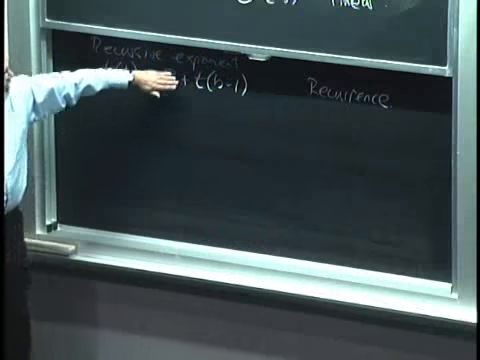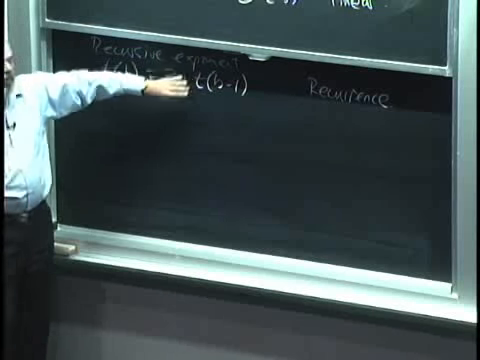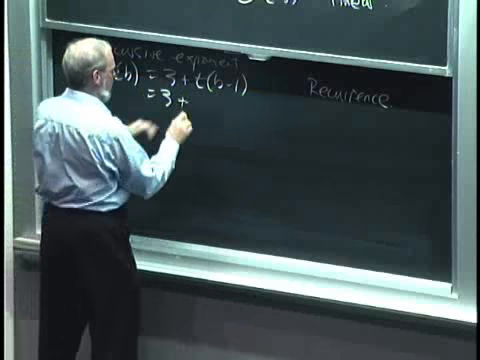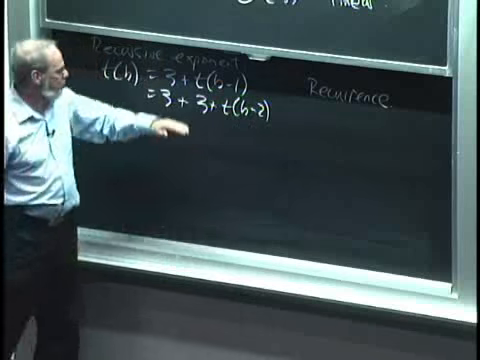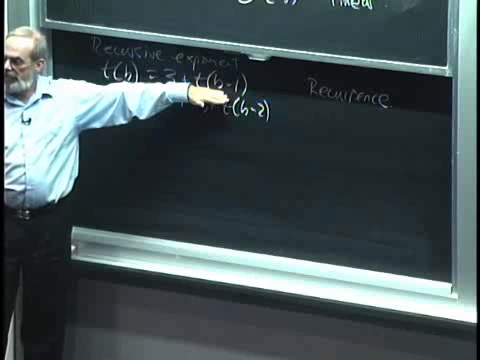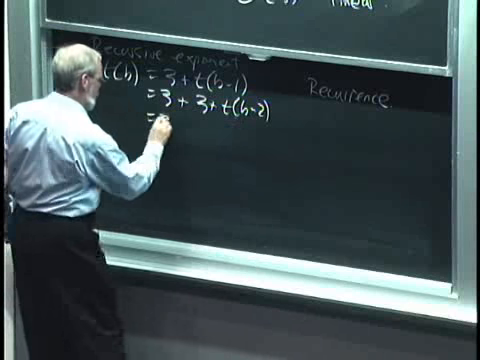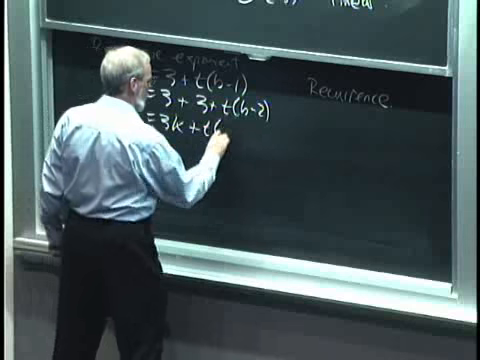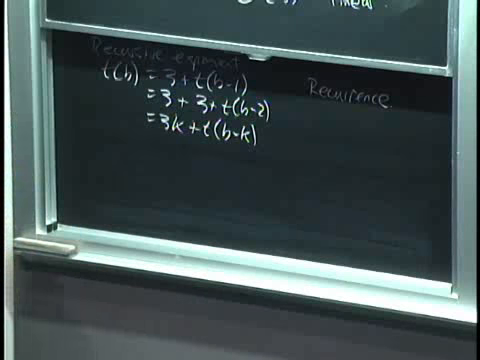In particular, how would I write an expression for t of b minus 1? Well, the same way. This is 3 plus t of b minus 2, right? I'm using exactly the same form to reduce this. And oh, you can see what's going to happen. If I reduce that, it would be 3 plus t of b minus 3. So in general, this is 3k plus t of b minus k. Okay, I'm just expanding it out.